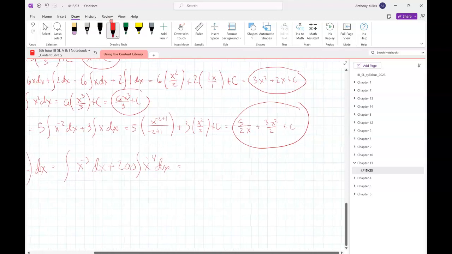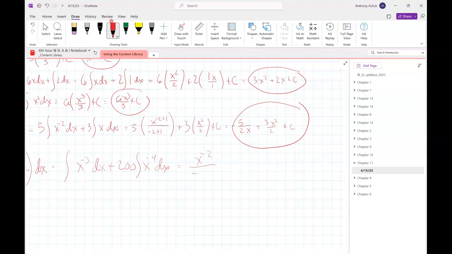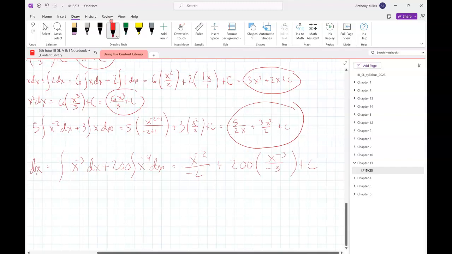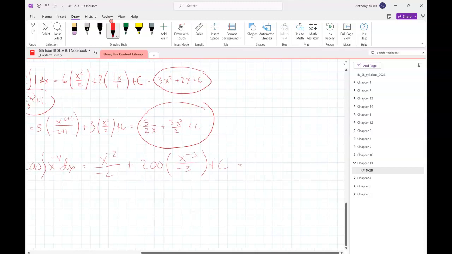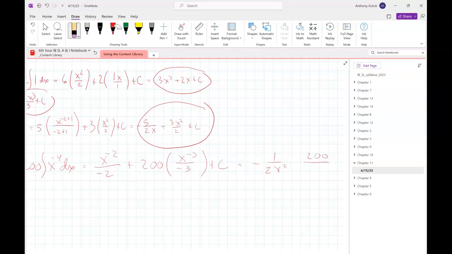Okay. What do I get when I do the integral of x to the negative 3? Great. And what do I get when I do the integral of x to the negative 4? So we'd have negative 1 over 2x squared minus 200 over 3x to the third, and still my plus c at the end.